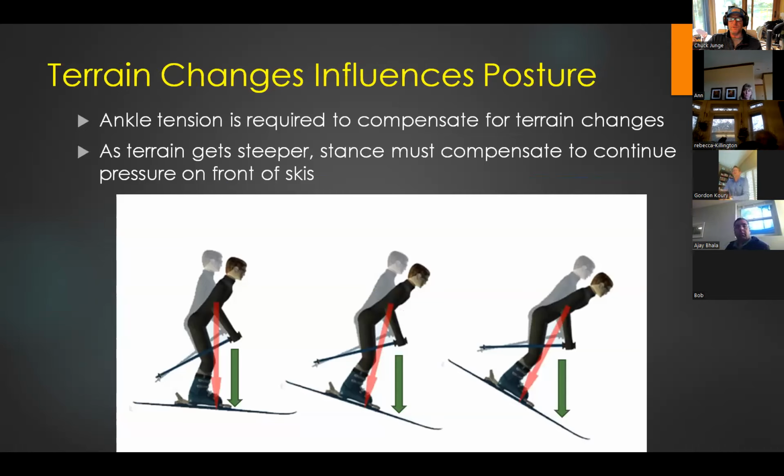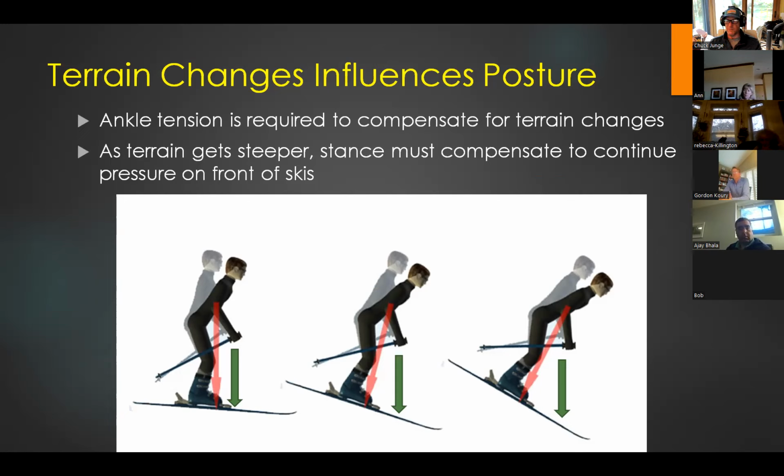Terrain changes influence posture. And I think you could argue this, right? Ankle tension is required to compensate for terrain changes. Because if you don't use any ankle tension, you'll go backwards as the terrain steepens. That's kind of a bad idea. As terrain gets steeper, stance must compensate to continue pressure on the fronts of the skis. We have to be able to get the fronts of the skis to bend. If we don't do that through ankle tension, we're going to be kind of in trouble.